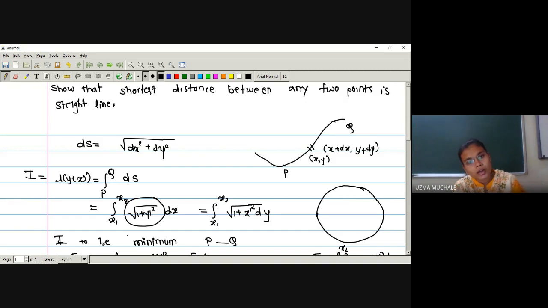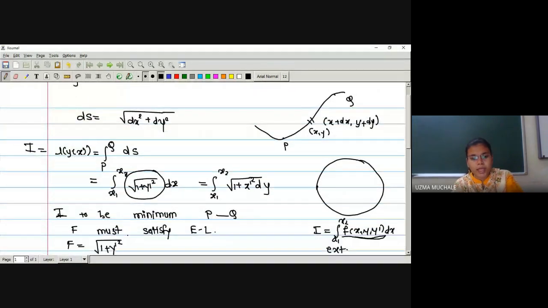First, we will find out the distance between the 2 points. Okay, and after that, we will show that whatever distance we have calculated, with the help of an extremum, for I to be extremum, we can use Euler-Lagrange's equation, and then we will show that the shortest distance is a straight line. For that, first we have taken any 2 points P and Q, and then in between them, we take two neighboring points so that we can use the distance formula and find out the distance between the points P and Q.